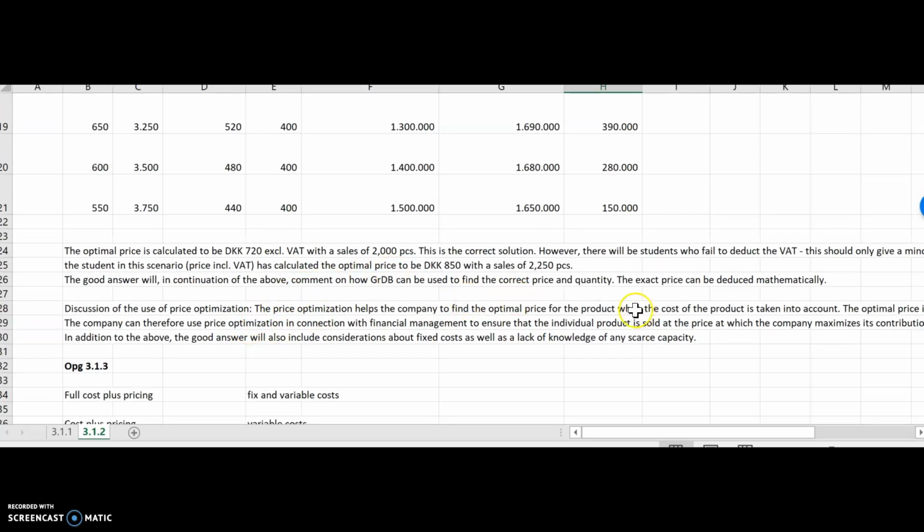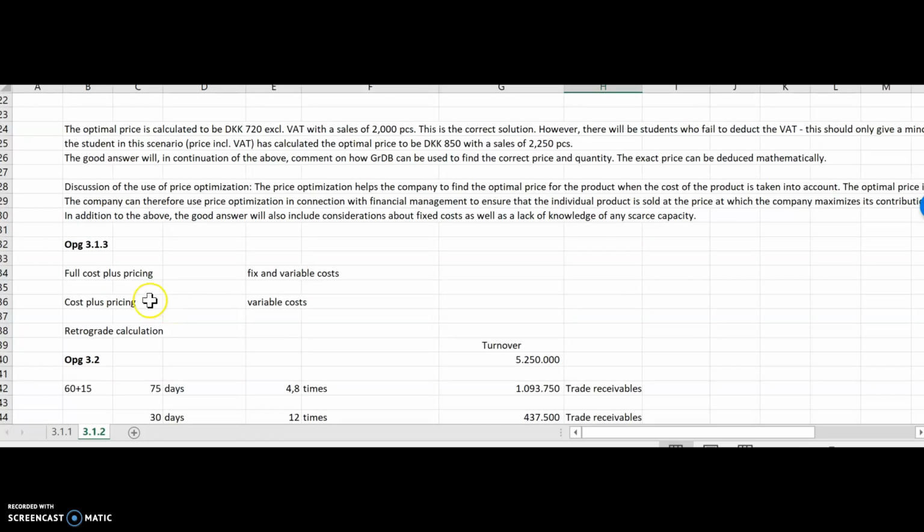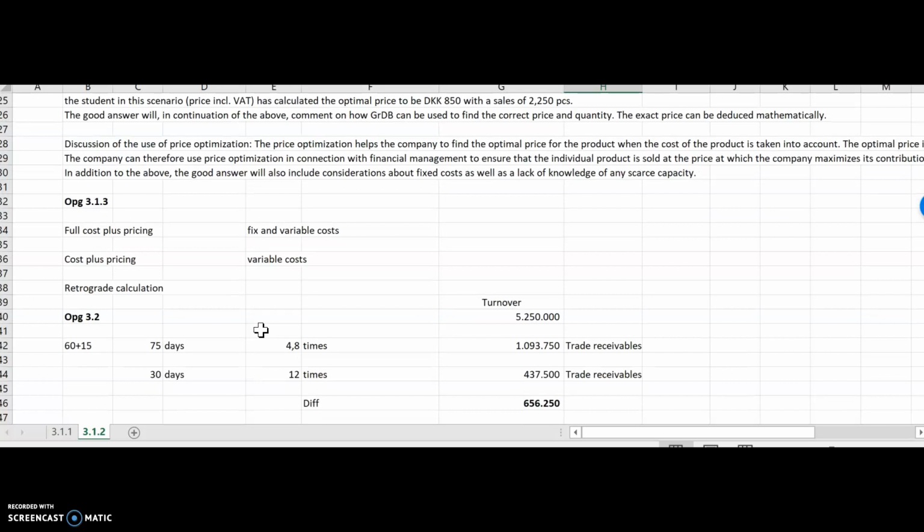other answers. And then there's a question about full costs plus pricing and retrograde calculation, where when it comes to the retrograde calculation, you can find out how much you maximum can pay your supplier, because you have a fixed sales price that you cannot exceed. The next thing is a question about trade receivables.